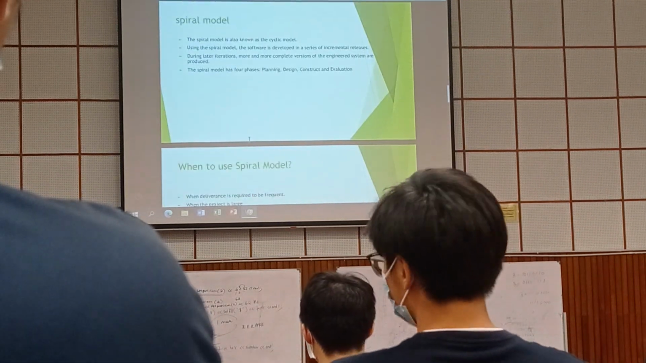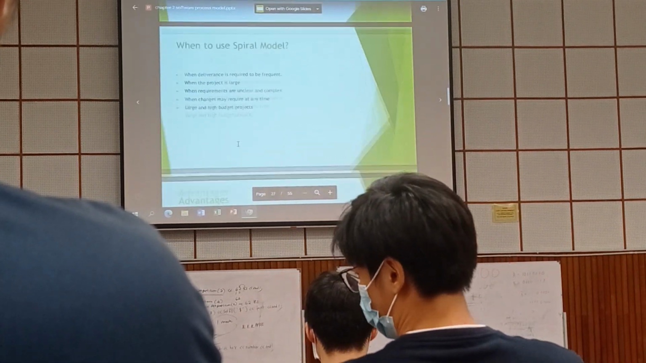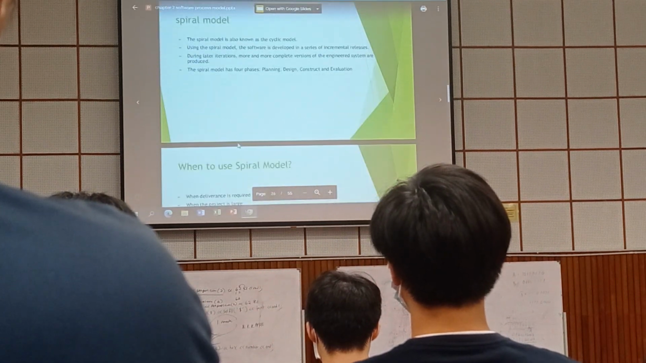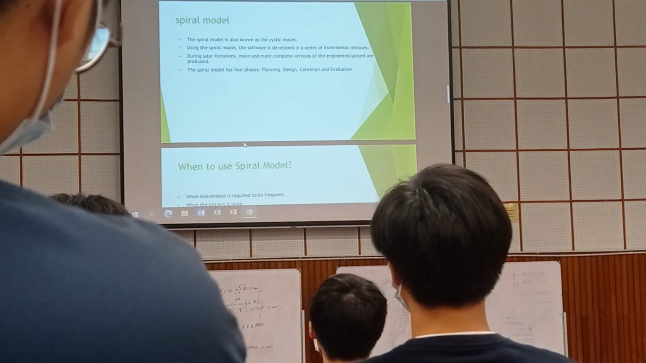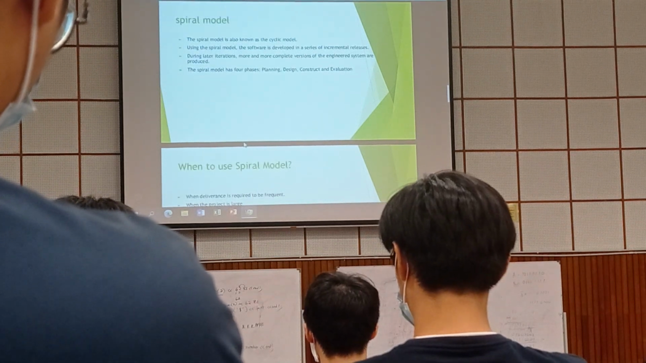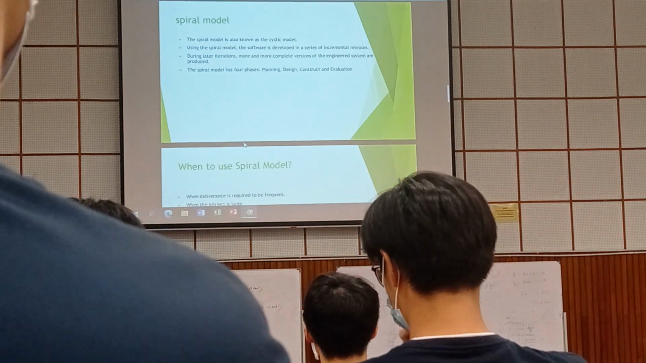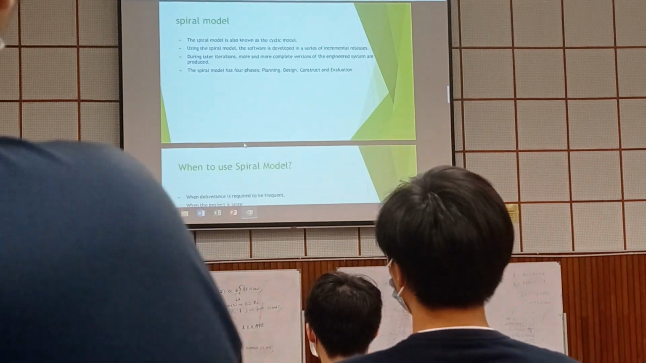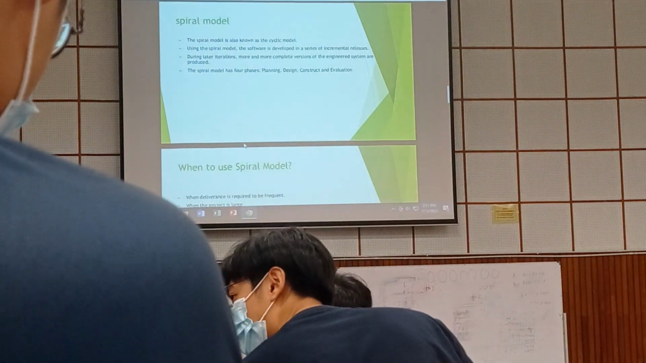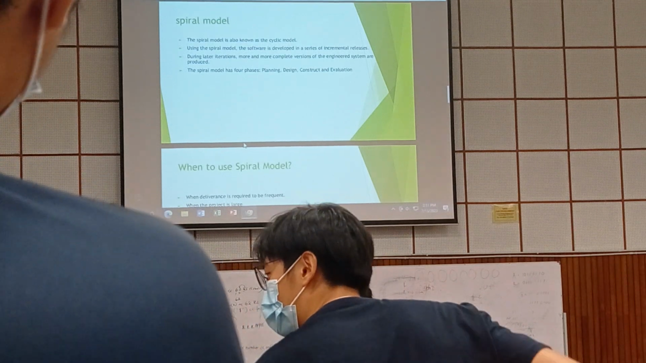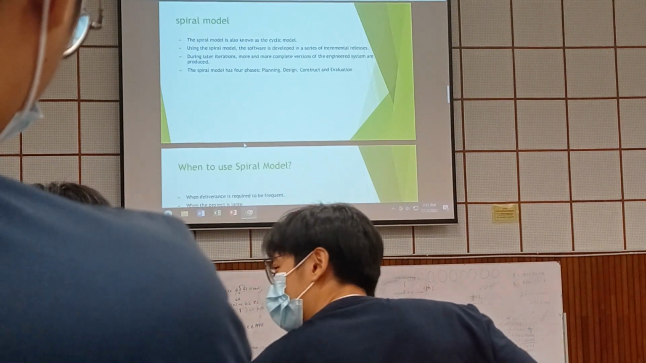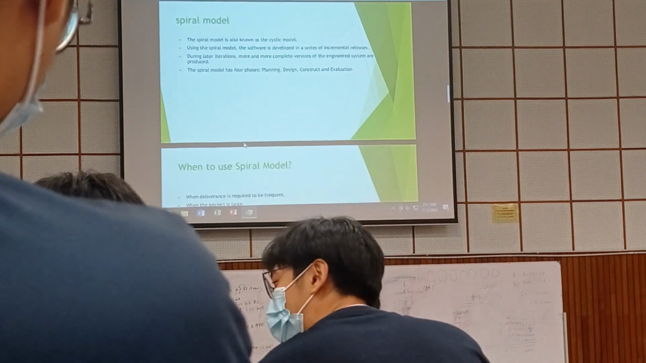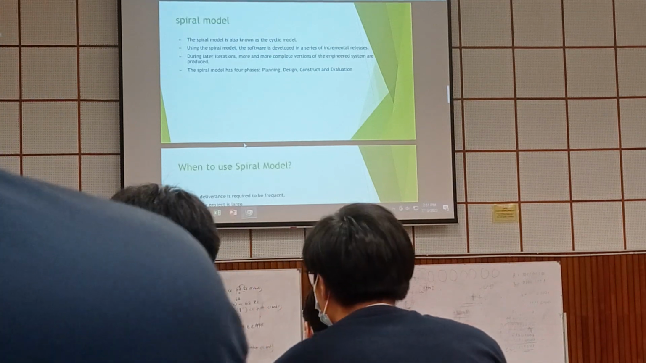Next is spiral. Spiral model, you can even Google it. If you look at the methodology of the software process model, the diagram is something like this. If you look at the diagram, you know it's very complicated. Yes, it's a very complicated software process model. Spiral. Why?